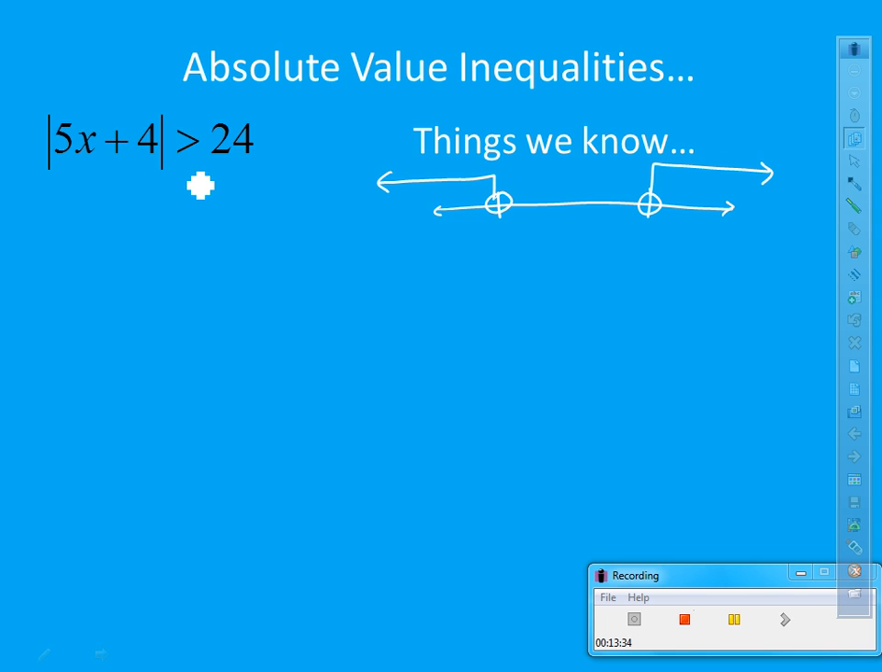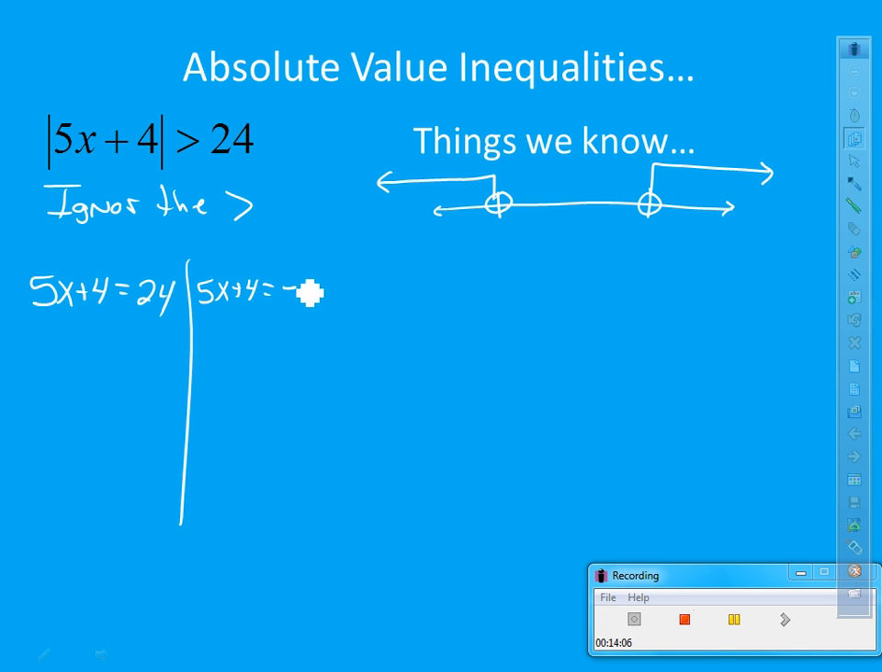Now, here's how I want you to handle this. Ignore the inequality sign now. Flat out ignore it. Trust me, you've already taken care of the inequality with these arrows. The only thing I'm missing is the number that goes here and the number that goes here. So I'm now going to go 5x plus 4 equals 24, and 5x plus 4 equals negative 24. That'll get me my 2 numbers.